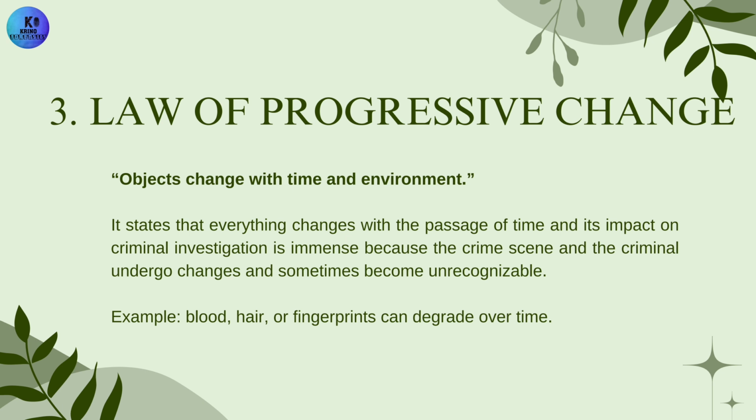Now, let's look at the law of progressive change, which highlights the dynamic nature of forensic evidence over time. This law states that everything changes with time and nothing can remain constant. In forensic science, that means evidence doesn't stay in the same condition forever. It deteriorates, it decomposes, or it gets altered due to environmental factors. For example, a blood stain might dry, darken, or degrade. A dead body undergoes stages of decomposition. Even fingerprints can smudge or fade over time. That's why timing of evidence collection is very crucial in any forensic investigation. So, this principle reminds investigators to work quickly and preserve the crime scene because delays can compromise the quality and reliability of the evidence.